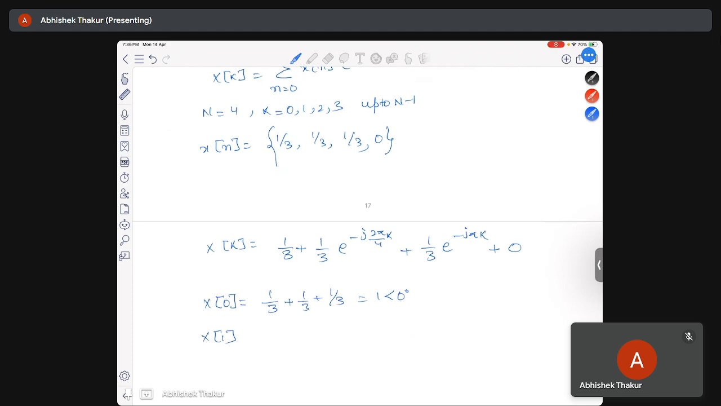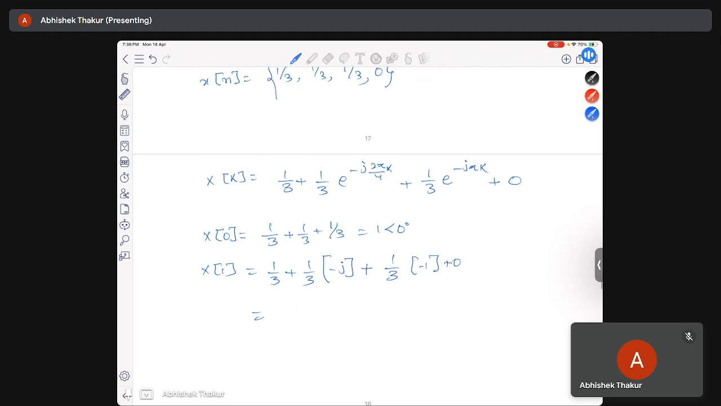So x of 1 is equal to 1 by 3 plus 1 by 3 e to the power minus j pi by 2. So this will become minus j, plus 1 by 3 e to the power minus j pi k, minus j pi. So this will become again minus 1 plus 0. So x of 1 will be minus j by 3. This was for k is equal to 1. This was for k is equal to 0.